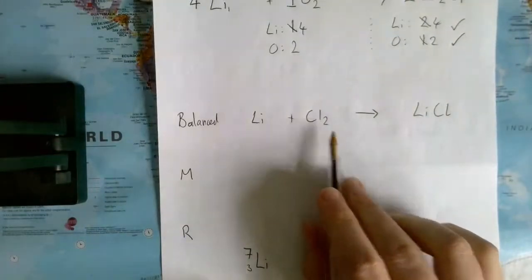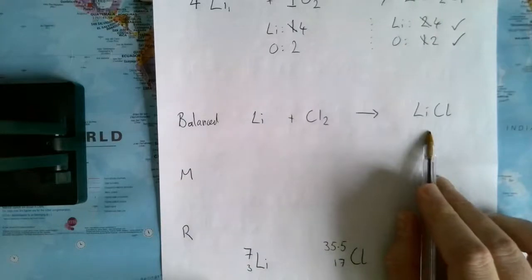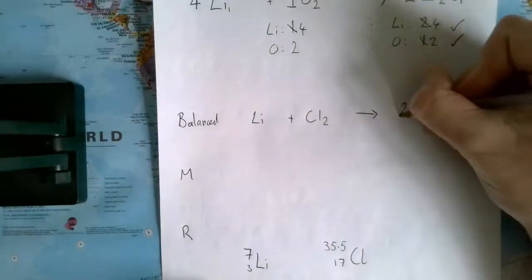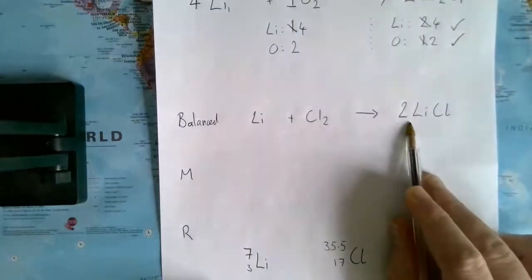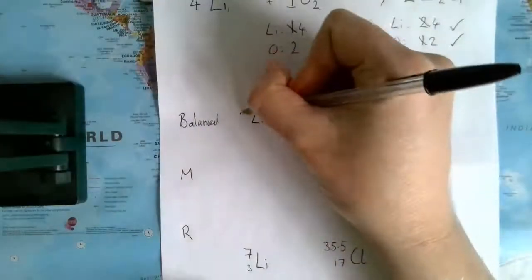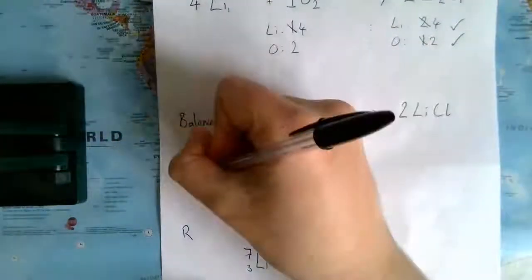2 chlorines here. I'm not going to write it out because this one I've picked for you is a bit simpler. We have to put a big 2 in there. There's now 2 lithiums, so we have to put a big 2.